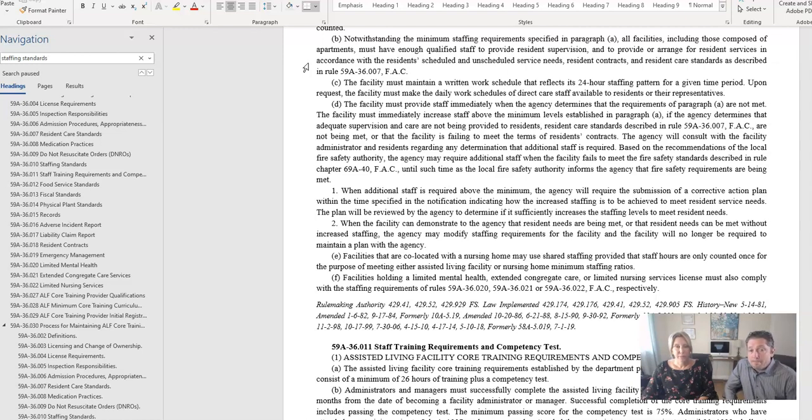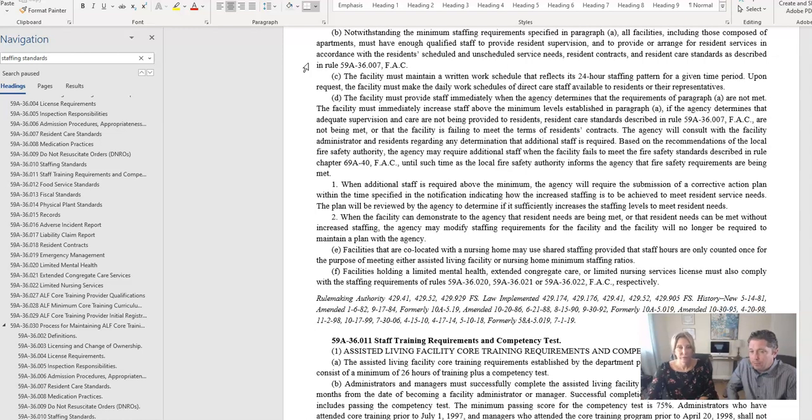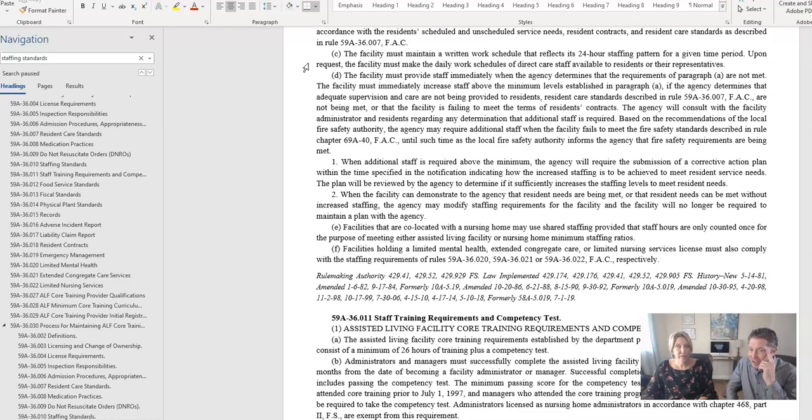So the facility must maintain a written work schedule that reflects its 24-hour staffing pattern for a given time period. Upon request, the facility must make the daily work schedules of direct care staff available to residents or their representatives. So if they ask you, you have to provide it. The facility must provide staff immediately when the agency determines that the requirements of paragraph A, the minimum staffing requirements, are not met. So you need to increase your staffing as soon as they say so.